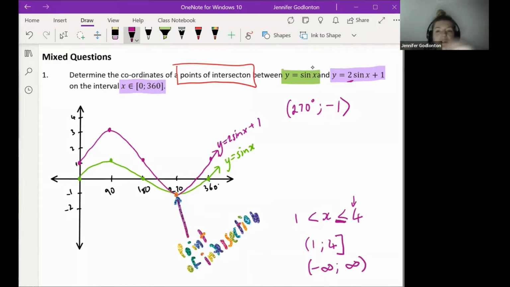Okay, so this was one way to go about this. Do I have anyone else who feels like they could think about another way we could find a point of intersection without having to draw this graph?